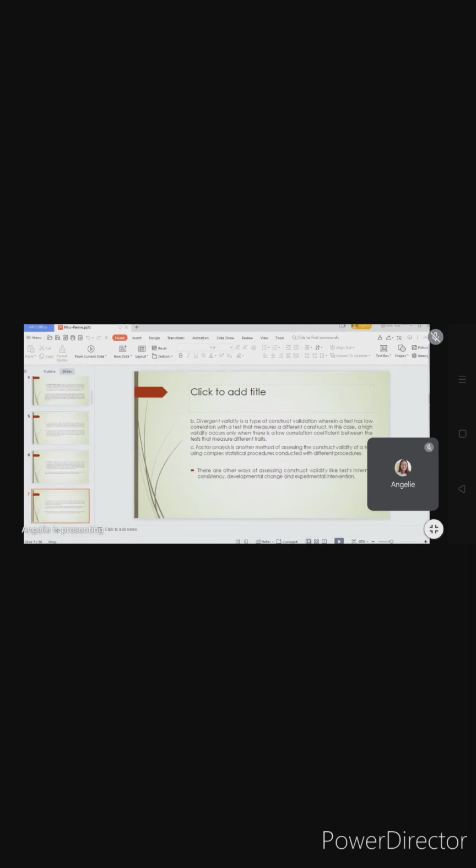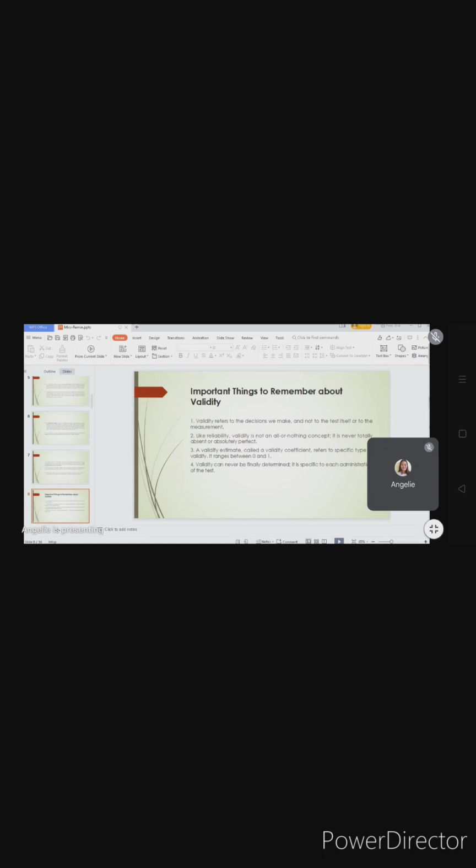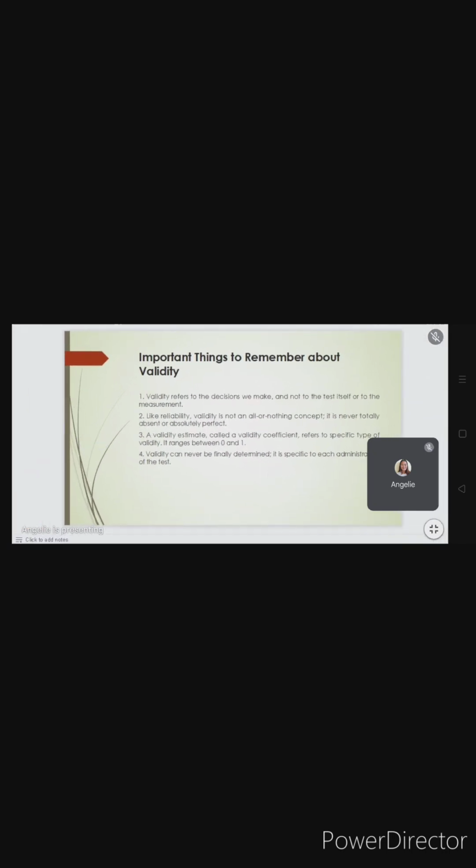So next slide, please. There are four important things to remember about validity. First, validity refers to the decisions we make, and not to the test itself or to the measurement.